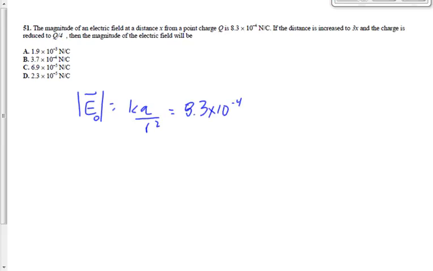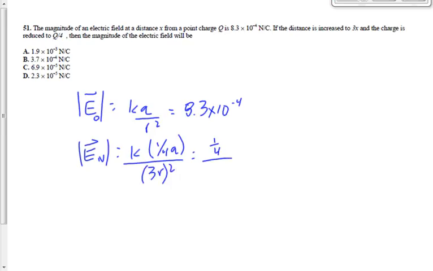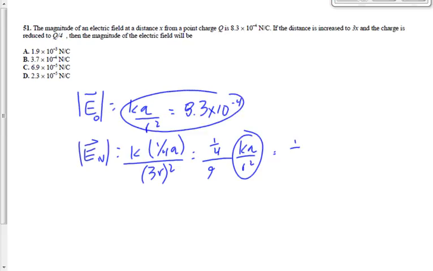We're going to say the new field, after I make changes, is K times 1/4 Q over 3R squared. Becomes 1/4 over 9. 1/4 over 9 times KQ over R squared. And we know what that is, right? 1/4 over 9, by the way. You guys good with fractions? What's 1/4 over 9? Yep, Nathan?